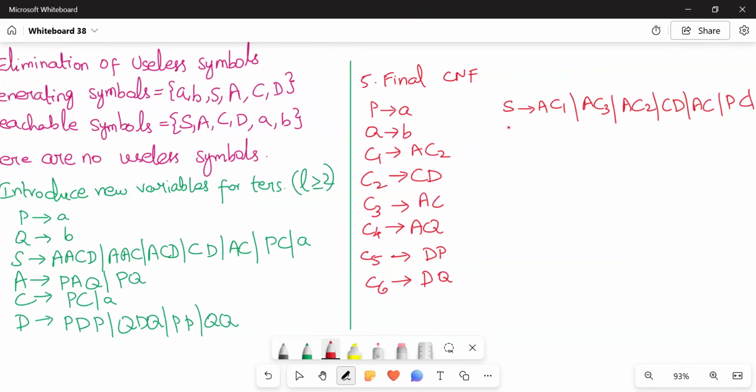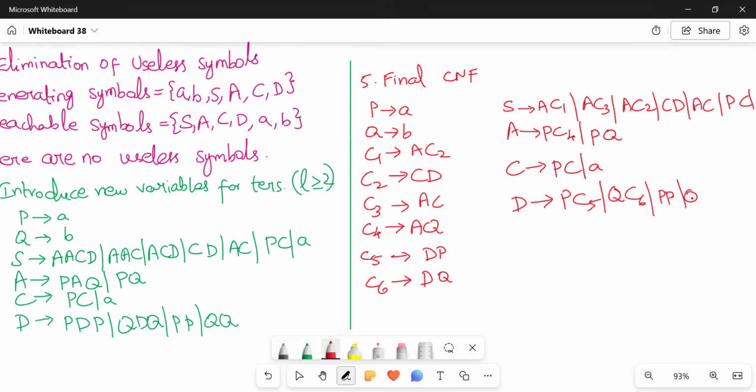Now A implies PA. A implies P. Instead of AQ, we have to substitute C4. So C4 bar PQ. Then C tends to PC bar A. Then D tends to P. Instead of DP, we need to write C5 bar Q. Instead of DQ, we need to write C6 bar PP bar QQ.